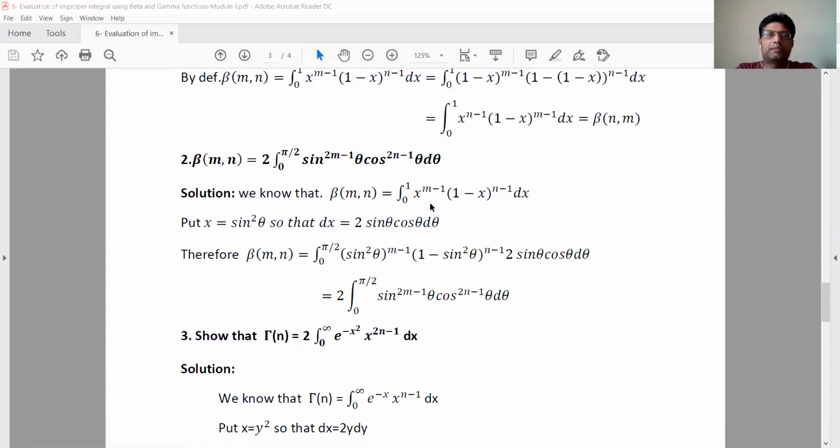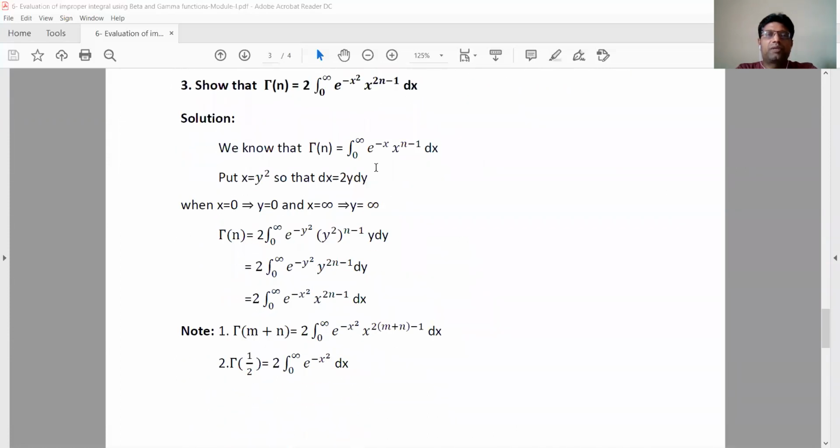Then x is sine square theta, whole power m minus 1, and 1 minus sine square theta to the power n minus 1. Dx is 2 sine theta cos theta d theta, and theta varies from 0 to pi by 2. If you put x is 0, theta is 0. If you put x is 1, theta is pi by 2. So this is 2 times the integral from 0 to pi by 2. This is the required one.